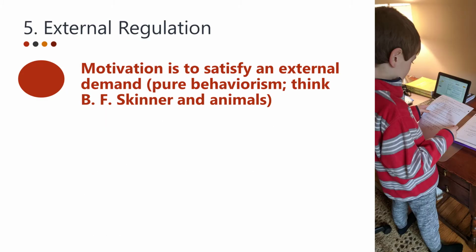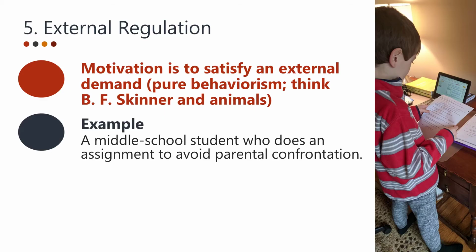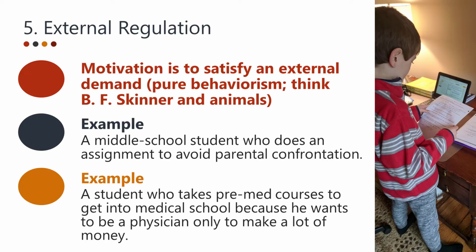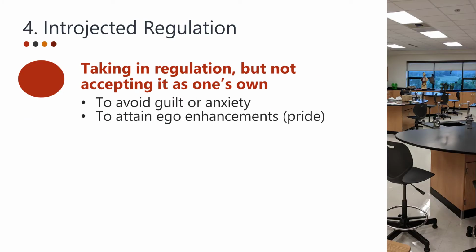Moving along the continuum, the next regulation is external regulation, which is part of extrinsic motivation. Here the motivation is to satisfy an external demand. In this way, it's pure behaviorism, such as when B.F. Skinner gave animals food for acting in certain ways. An example might be a middle school student who does an assignment to avoid confrontation with his parents, or a student who takes pre-med courses to get into medical school because he wants to be a physician only to make a lot of money.